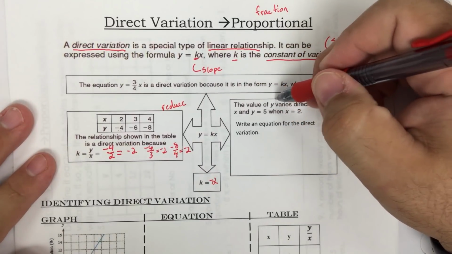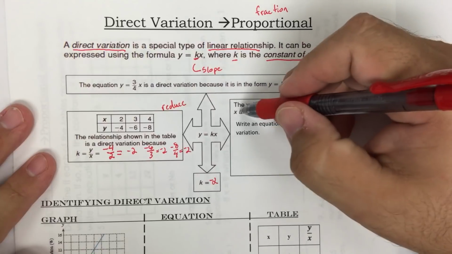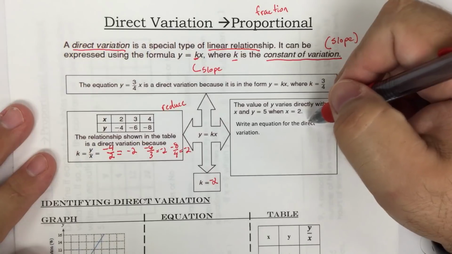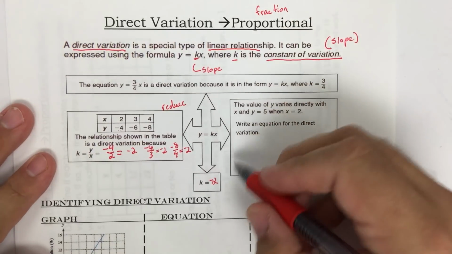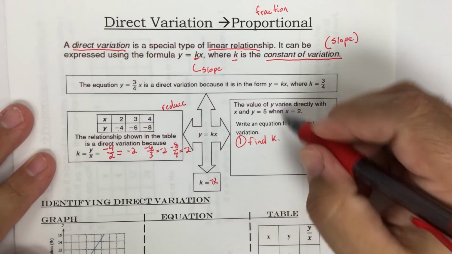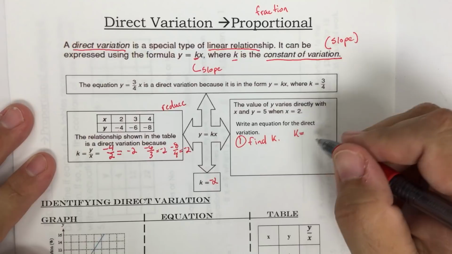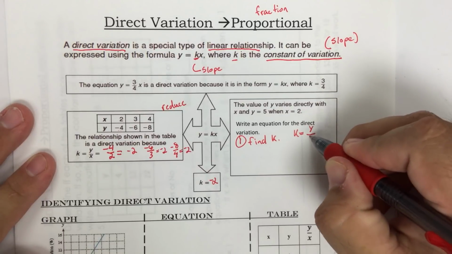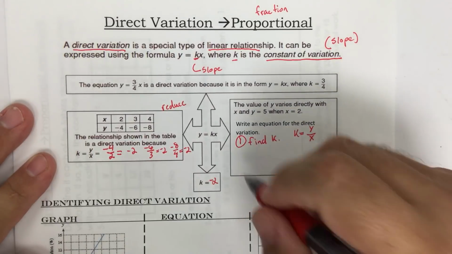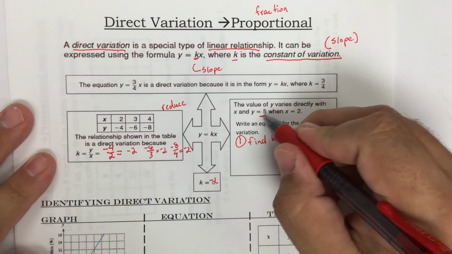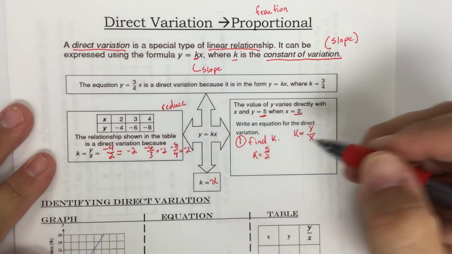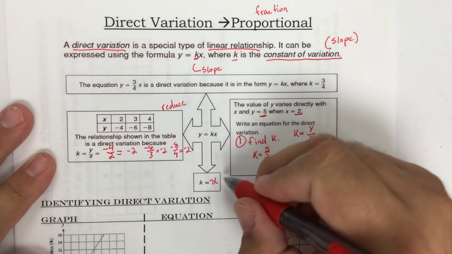So, the value of y varies directly with x. y is equal to 5 and x is equal to 2. Write an equation for the direct variation. Well, the first thing we want to do is find k. In order to find k, k is equal to y over x. So since y is equal to 5 and x is equal to 2, this tells me k is equal to 5 over 2.